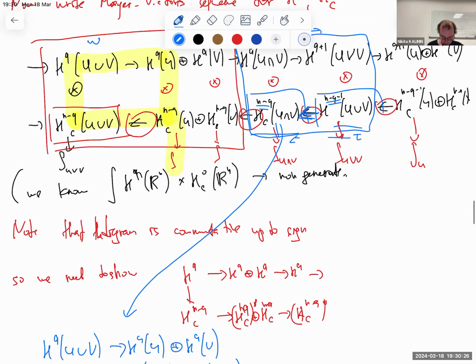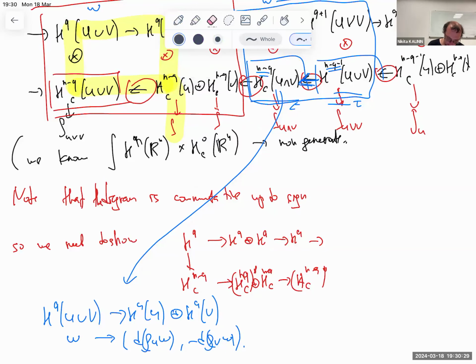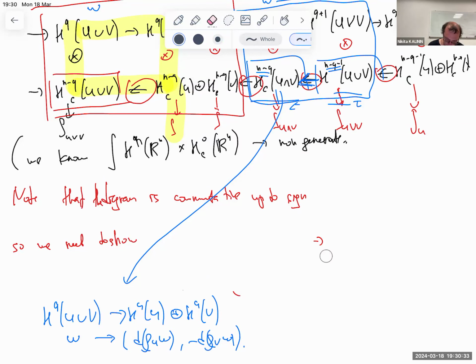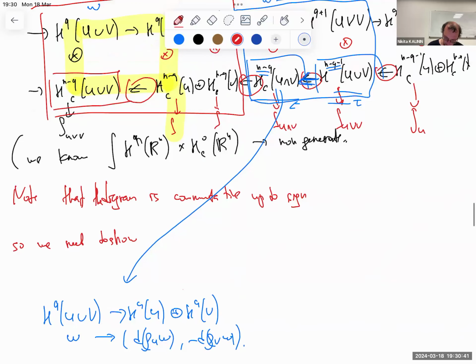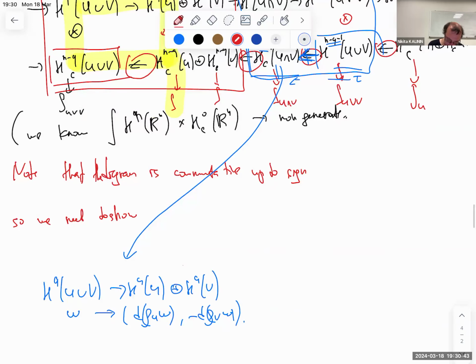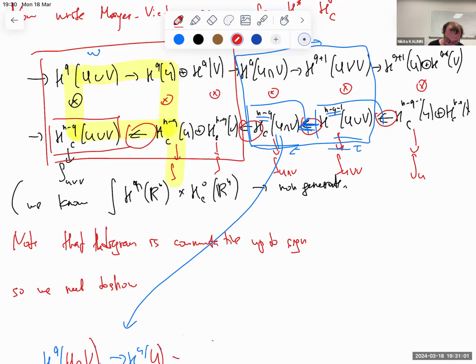Okay, and let me draw it maybe here. So that's one thing, and maybe I draw it just here. So that's a map from U intersect V, U, U plus 1, of U union V.